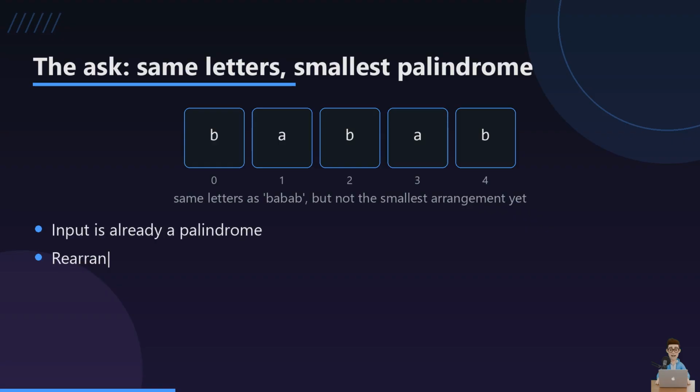We get a string that's already a palindrome, like babab, and we need to rearrange its letters into the smallest possible palindrome. Same letters, same palindrome property, just the tiniest lexicographic order. The answer here turns out to be abbba.